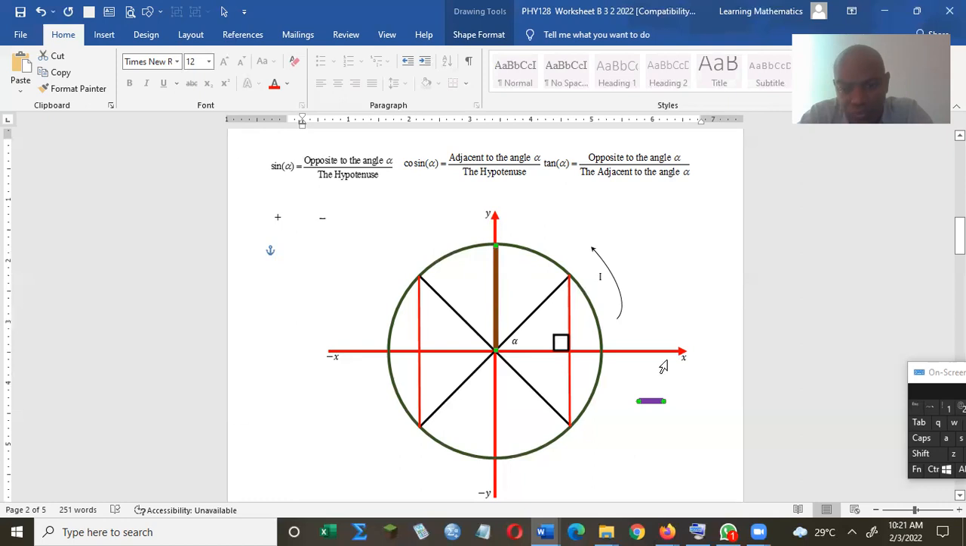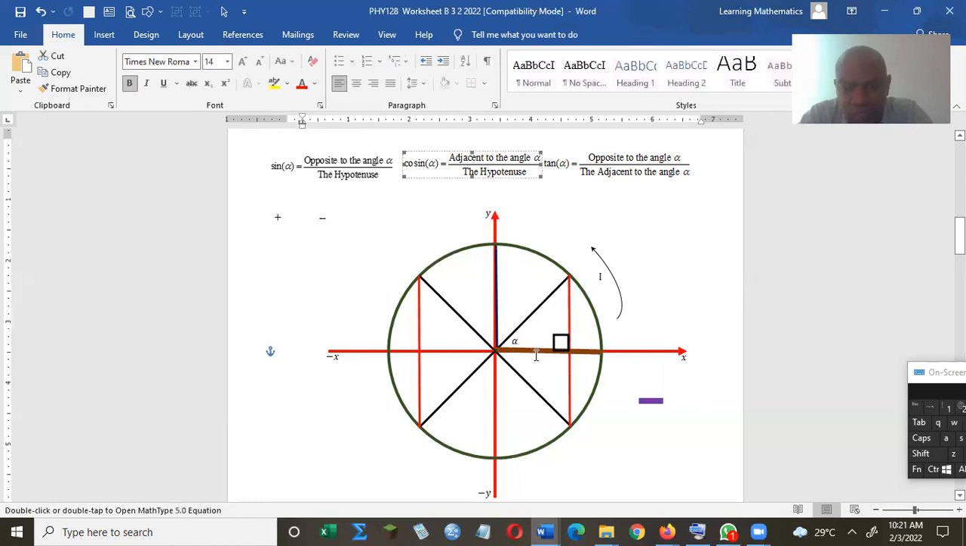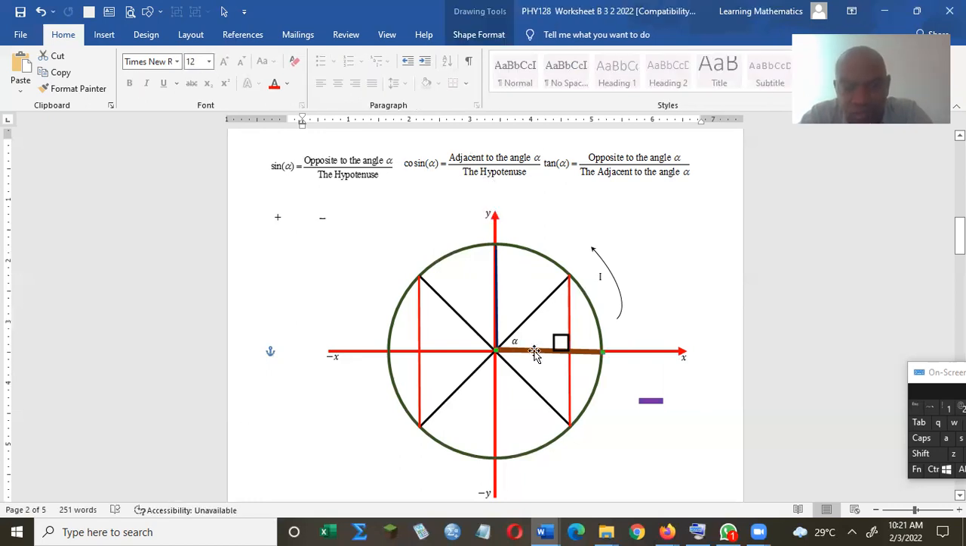Cosine now, cosine of 0 is 1 because at 0, the horizontal line, which is adjacent to the angle, is the same length as the hypotenuse. Okay, so that is why cosine of 0 is 1. You can prove it in your calculator. However, cosine of 90 is 0 because at 90 degrees, there is no adjacent to the angle. The adjacent to the angle has decreased to 0. Okay. So that is why cosine of 90 is 0.